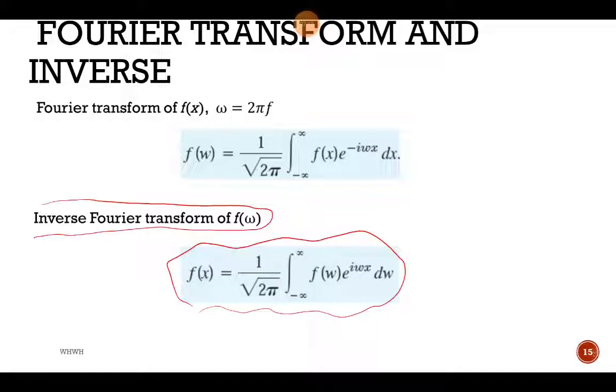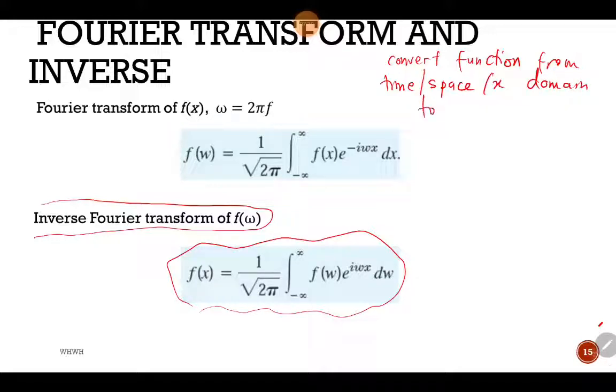So what is the function of Fourier transform? Fourier transform is used to convert functions. Function tu apa? Function tu bukan function yang saya cakap tadi. Function tu macam fx, dx. Okay? From time or space or x domain to frequency domain.